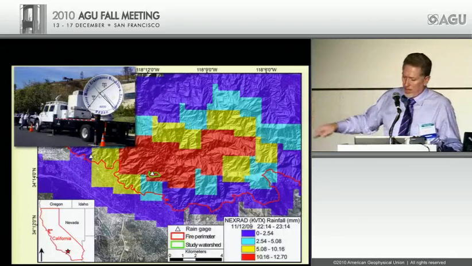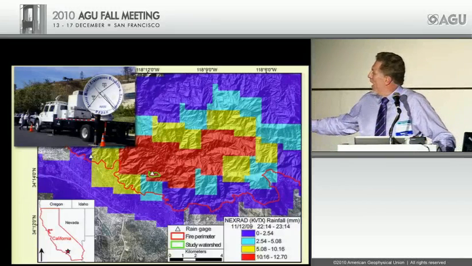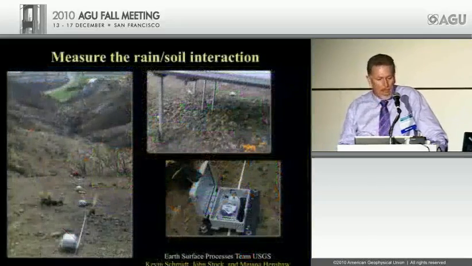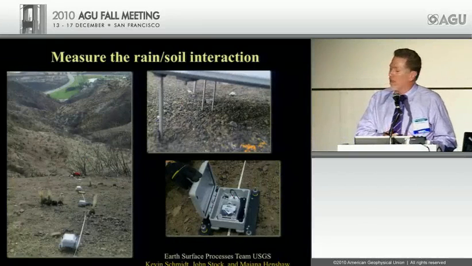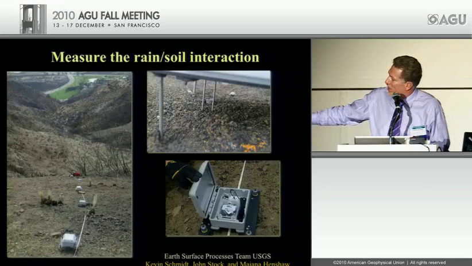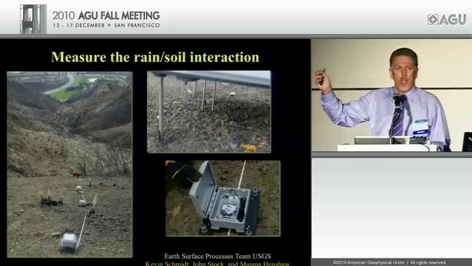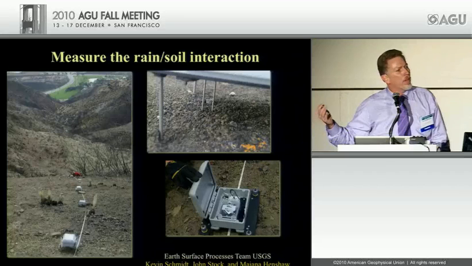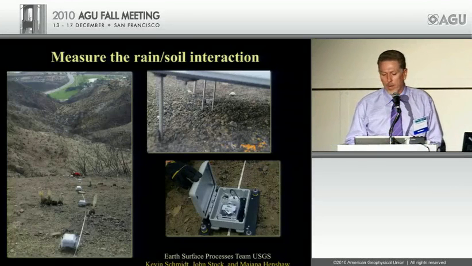This is the Station Fire, which we're going to spend a bit of time looking at. This is an outline, and you can see it had a very high intensity rainstorm event. The Earth surface process group with the USGS, Kevin Schmidt, John Stock, and Mariana Henshaw, have spent numerous years developing techniques. These are overland flow sensors. We've got soil moisture probes. Their objective is, as soon as the water hits the ground, to measure how fast it soaks down in, and at what point we have overland surface flow that contributes to debris flows.